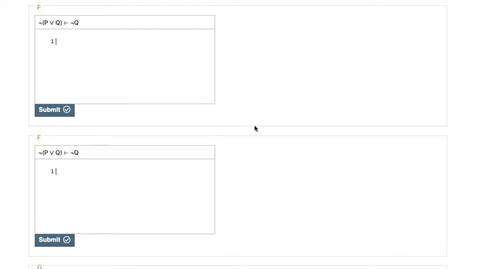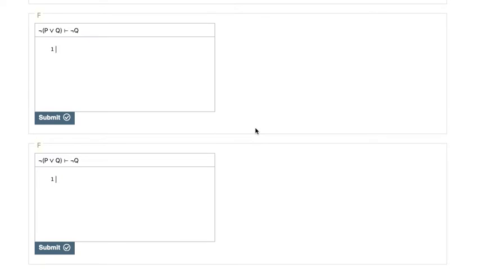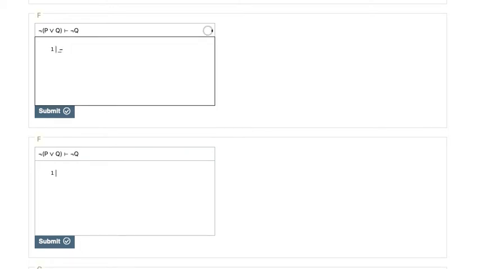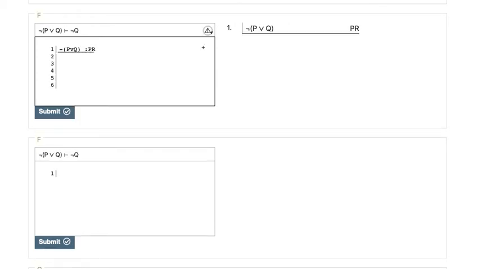I'm going to do, again, you can sort of see how I've set this up. I'm going to do it twice. Given not P or Q as a premise, we want not Q. Well, you might think, okay, I want not Q. How can I get it?